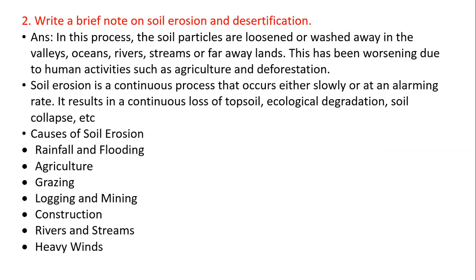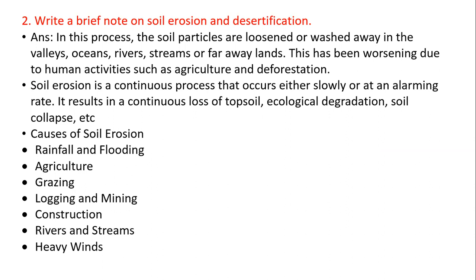So the second question is, write a brief note on soil erosion and desertification. So first of all, you should know what is soil erosion. What do you mean by desertification? In this process, the soil particles are loosened or washed away in valleys, oceans, rivers, or streams, or faraway lands. This has been worsening due to human activities such as agriculture and deforestation.